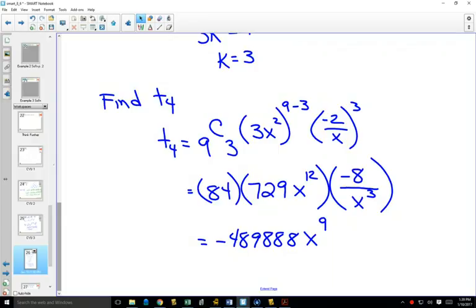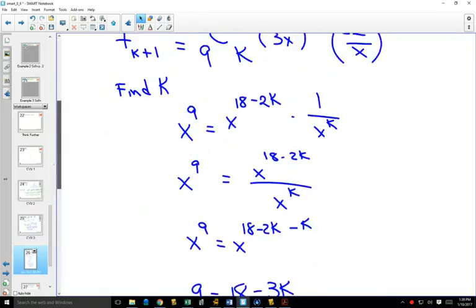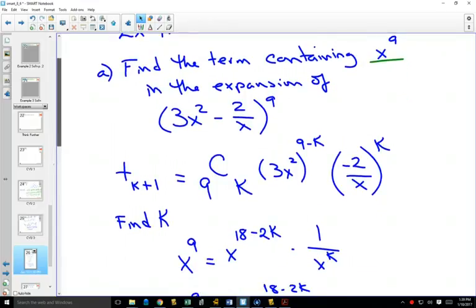Yes. So we'll recap what has all happened here. We wanted to find a term with an x to the 9. We didn't know which term number it was, so we left k in our formula and wrote it out. 9 choose k, 3x squared to the 9 minus k, negative 2 over x to the k. We wanted to find k, and we knew the term had an x to the 9.